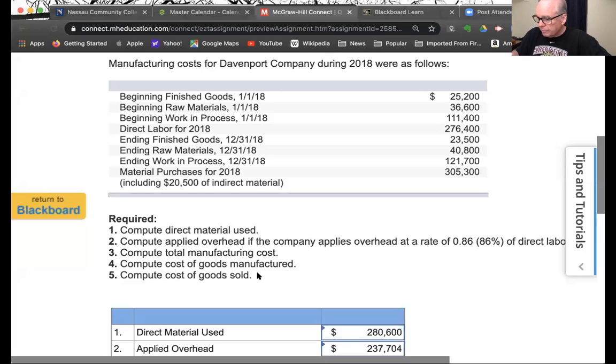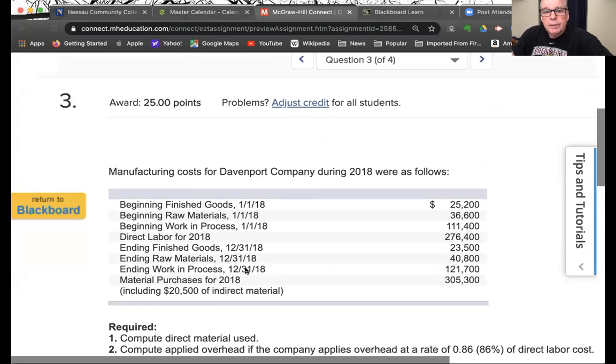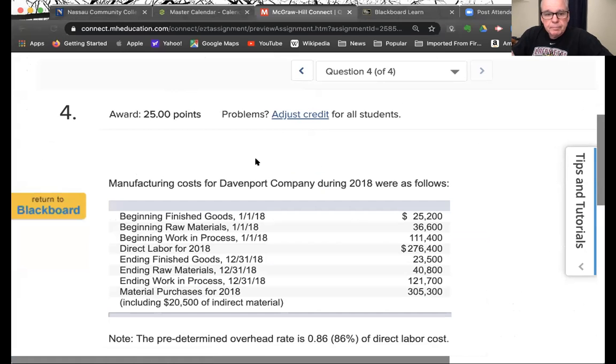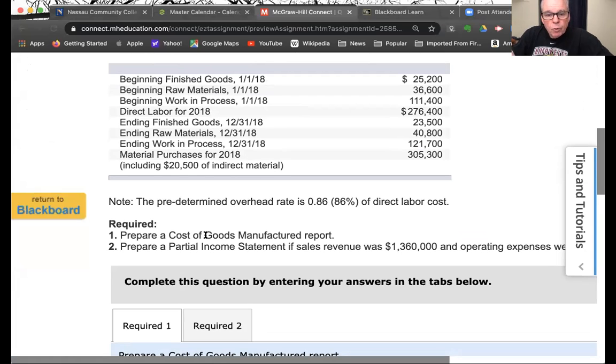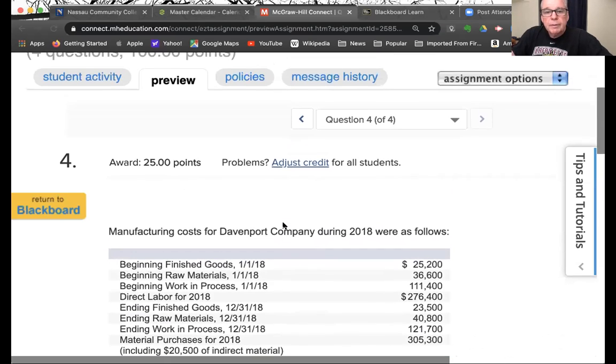Now, cost of goods sold is something that you are somewhat familiar with, but in the context of a manufacturing company, it's something that's new to you, right? Because we haven't seen that in that context yet. And what else do we have? Last problem. Somewhat similar. Prepare a cost of goods manufactured report. So we're going to learn again how to calculate cost of goods manufactured, and prepare a partial income statement up to gross profit. That's what they normally ask you to do.